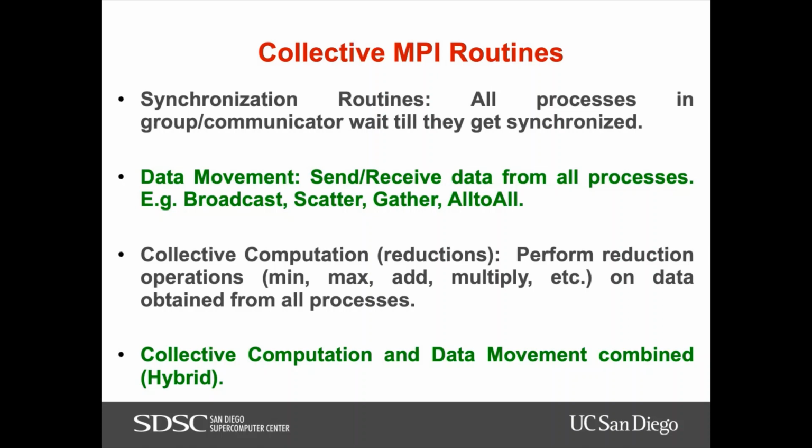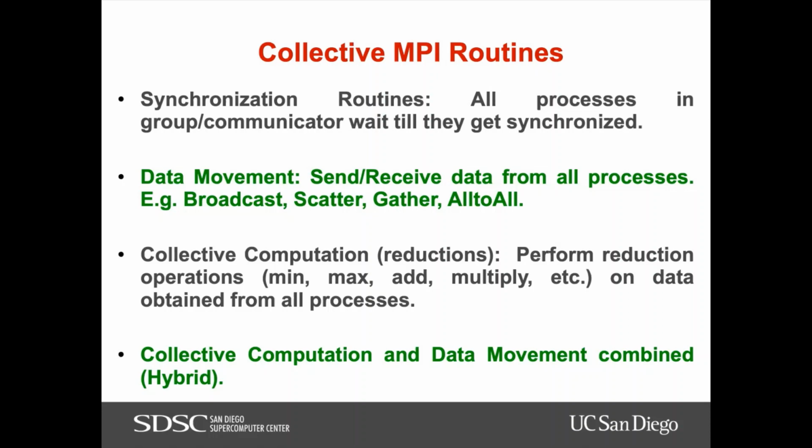So let's look at the collective routines next. There are lots of different types. There's the synchronization types, where all the processes wait till they get synchronized. There are data movement collectives, like send receive data from all processes. For example, you might read something in one process and you want to broadcast it to all of them. Or there are scatter gather routines. There are all-to-all routines, where basically you might want to send data to all processes from all processes. This usually happens when you're, say, doing a transpose of a matrix. You might have to send the entire thing everywhere.